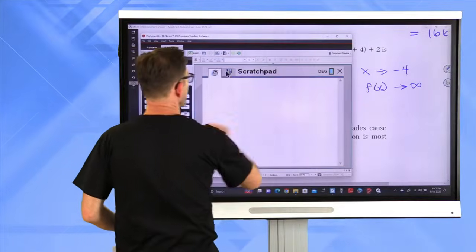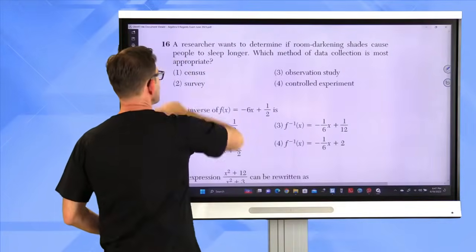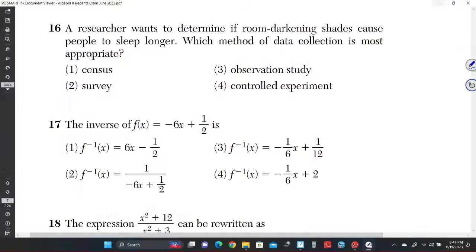All right. Go back there, and let's take a look at another statistics question. A researcher wants to determine if room darkening shades cause people to sleep longer. Which method of data collection is most appropriate? 1, a census; 2, a survey; 3, an observation study; and 4, a controlled experiment.